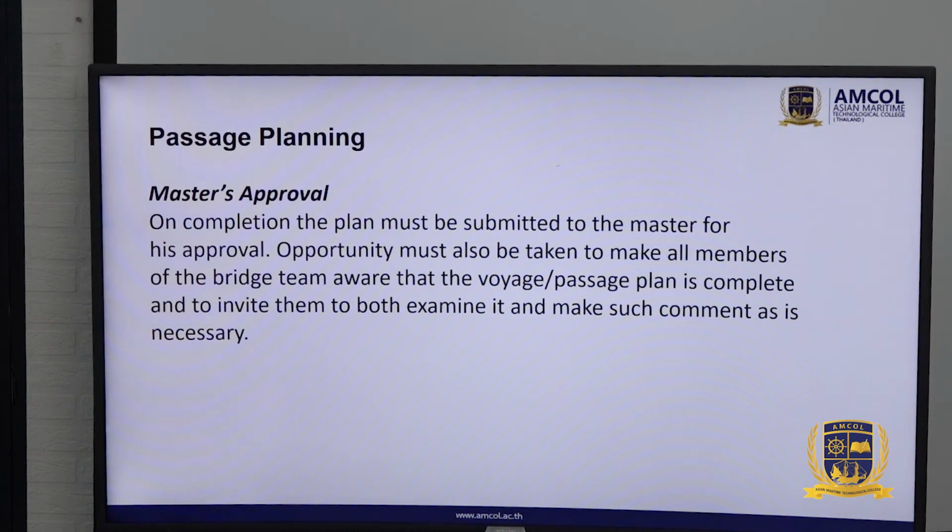Passage plan has to be approved by the master. This goes without saying. Therefore, it's the master who is the final authority on the passage plan, and the evidence should be available on the bridge that the master has signed off the passage plan.